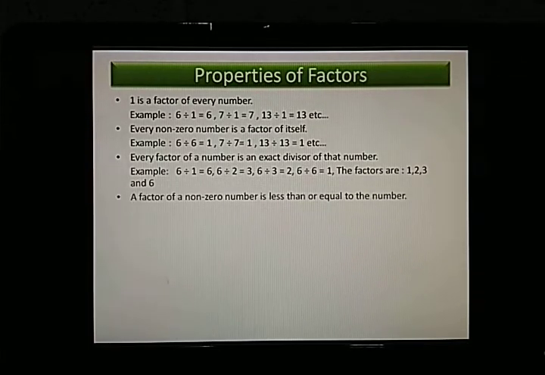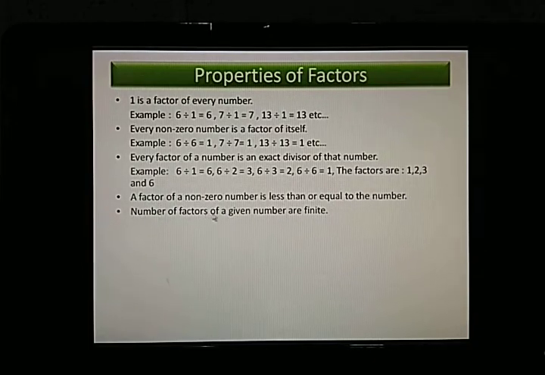Now next, moving on. A factor of a non-zero number is less than or equal to that number. You can see here that whenever we see the factors, that is 1, 2, 3 and 6, whichever number it is, the factors will always be less than that number or equal to that number. You can see 1, 2 and 3 are less than 6 and 6 is equal to 6. So whatever the number it is, the factors will always be less than or equal to that number, not more than that number. It cannot be 7. 7 cannot be a factor of 6.